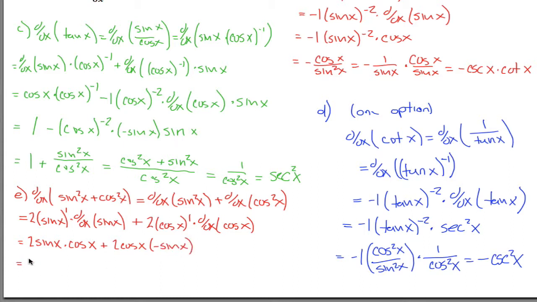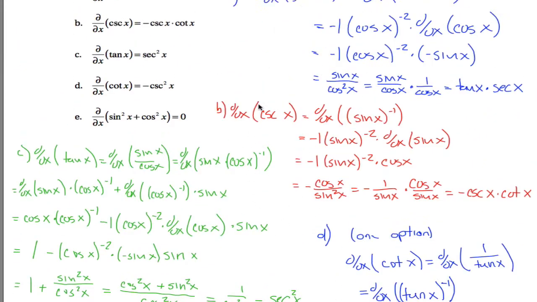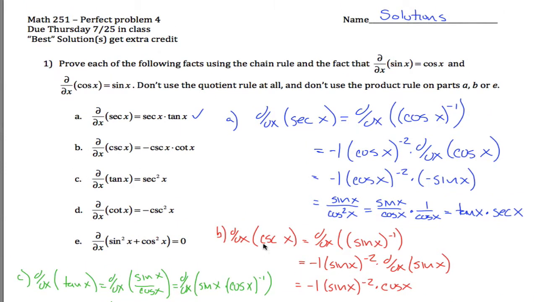What I have here is 2 sine of x cosine of x minus 2 cosine of x sine of x. What I have here is 0, which sure enough is what I was supposed to get. Alright, so there is the end of this perfect problem. I guess I can check all these off now, huh? Don't really know why I put the check in the first place, but now they're all checked. That's the end, finally.